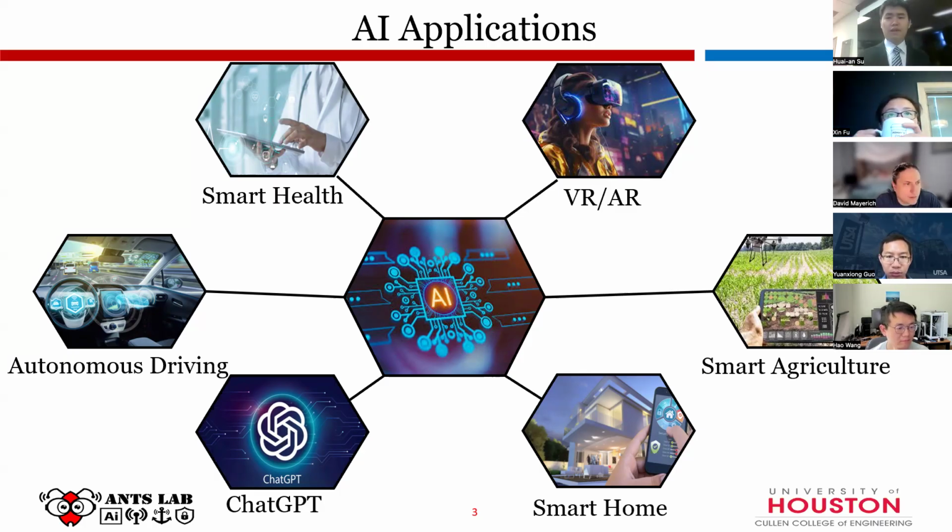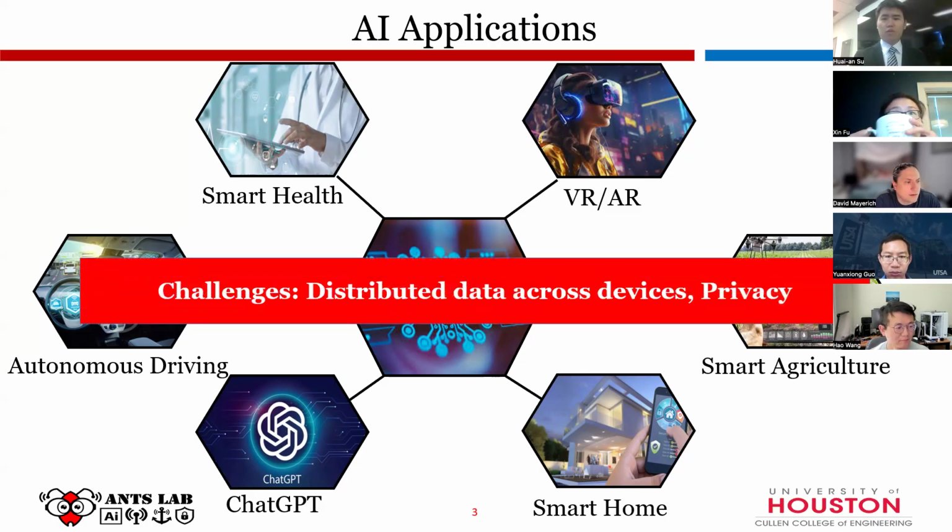However, AI faces some challenges. Traditional deep learning typically requires collecting data from user devices to centralized servers for training. Considering the distributed nature of data across many edge devices, centralized data collection is not only impractical, but also has privacy issues inside it.